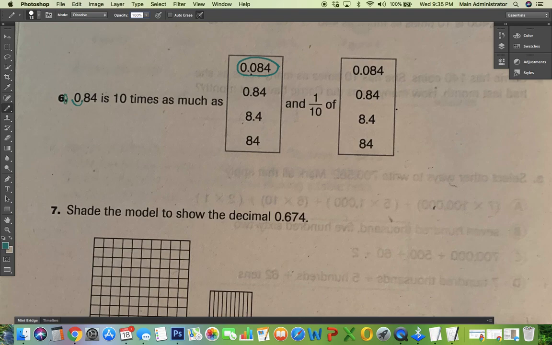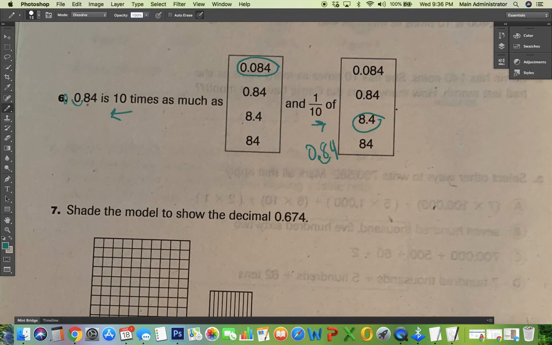It's 10 times as much as 84 thousandths, and 1/10 of, 1/10 of, so if I had 0.84, and 1/10 of that, this means I would move my decimal this way. This 10 times as much means I would move my decimal that way, right? When I move my decimal this way, it would give me 8.4.